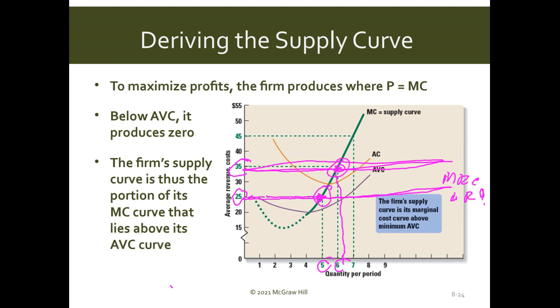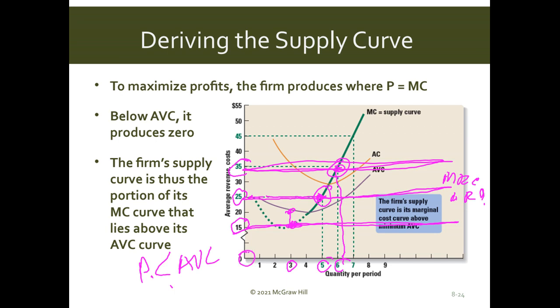Now, take another example. If price is, let's assume, $15, this is the price line. It intersects the marginal cost curve somewhere here. But notice at this price, average variable cost is very high. So price is less than average variable cost, which is a shutdown point. Shutdown point means that this firm will not produce 3. This firm will produce 0 level of output.